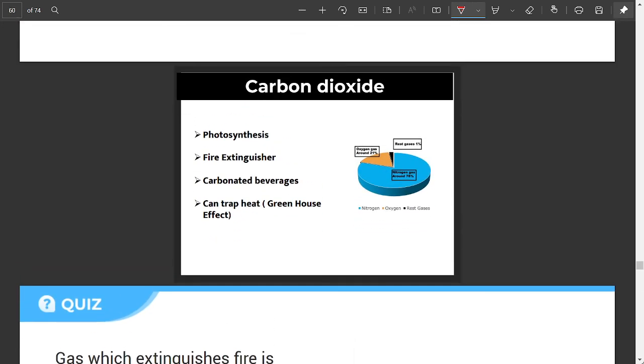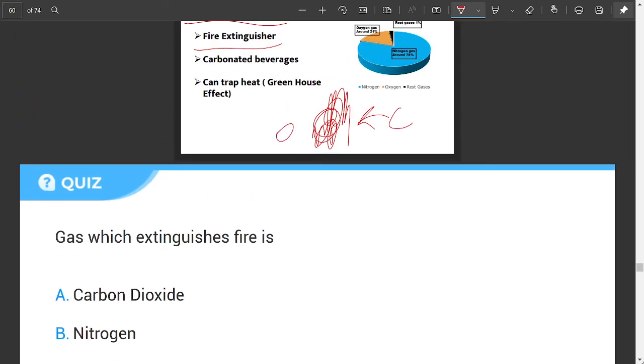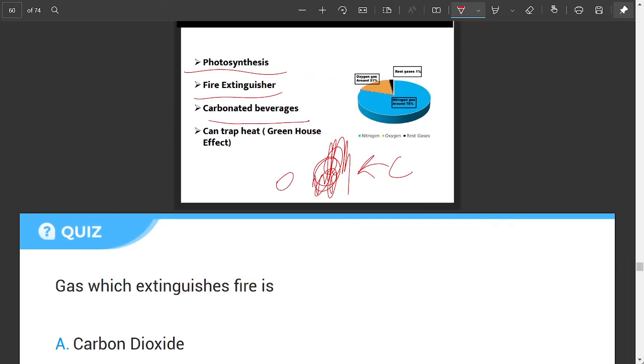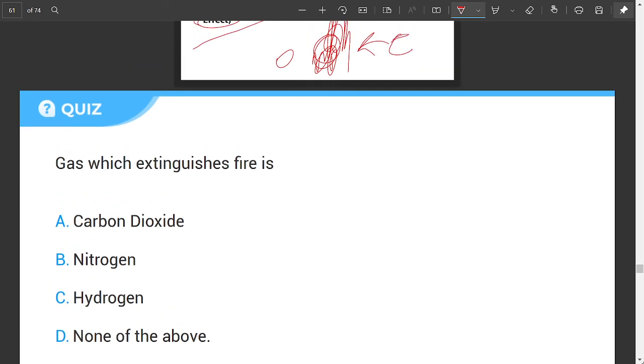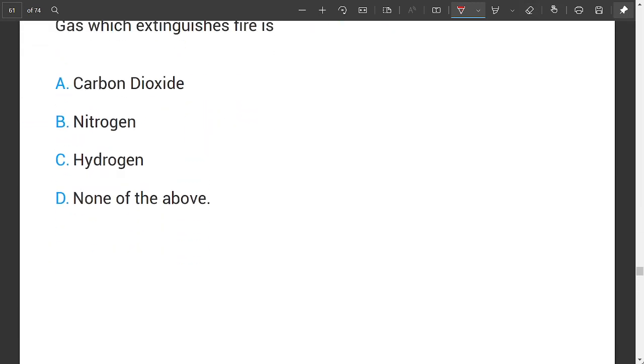Carbon dioxide. It helps in photosynthesis and in fire extinguishers. Like, as you can see, if the oxygen is used in burning, carbon dioxide will stop it. It is used in the carbonated beverages, and it can trap the heat. It is called the greenhouse effect. You can also note it. Gas which extinguishes fire is carbon dioxide.